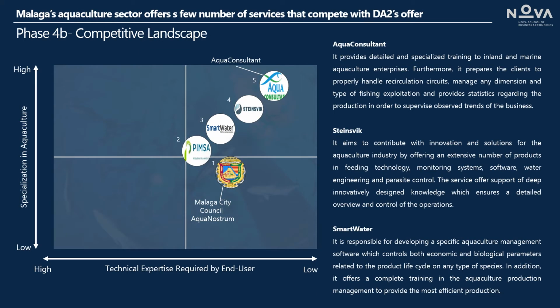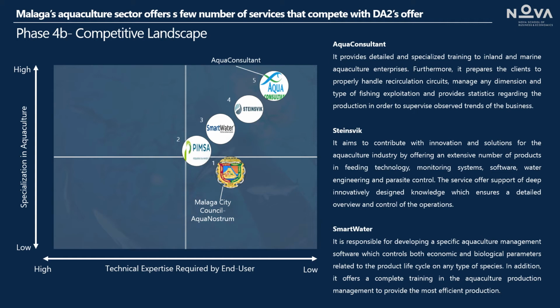This is instead our competitive landscape. Malaga's aquaculture sector offers a small number of services that compete with our offer. The first competitor is Aquaconsultant. It provides detailed and specialized training to inland and marine aquaculture enterprises. It also prepares the clients to properly handle recirculation circuits, manage any dimension and type of fishing exploitation, and provide statistics regarding the production in order to supervise observed trends of the businesses.